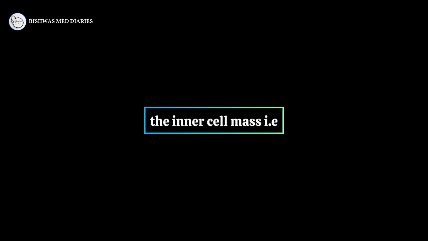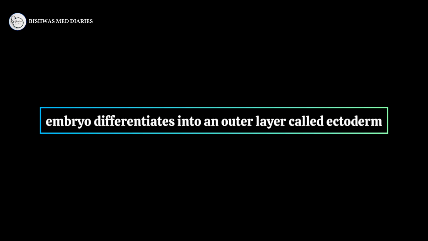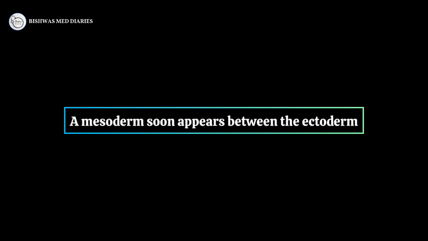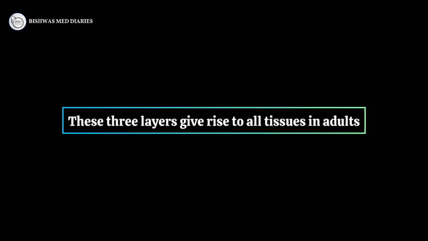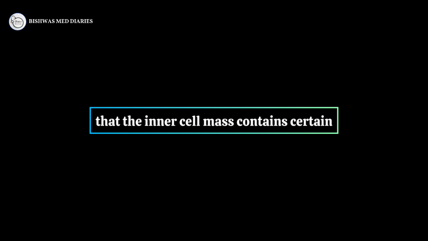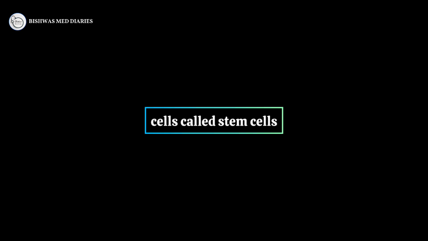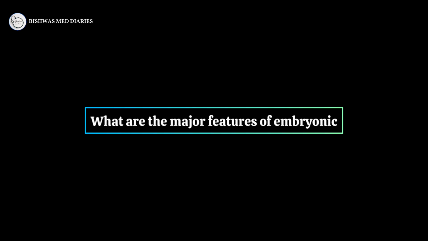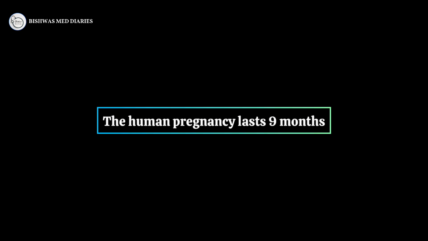Immediately after implantation, the inner cell mass, that is the embryo, differentiates into an outer layer called ectoderm and an inner layer called endoderm. A mesoderm soon appears between the ectoderm and the endoderm. These three layers give rise to all tissues in adults. It needs to be mentioned here that the inner cell mass contains certain cells called stem cells, which have the potency to give rise to all the tissues and organs. What are the major features of embryonic development at various months of pregnancy? The human pregnancy lasts 9 months.